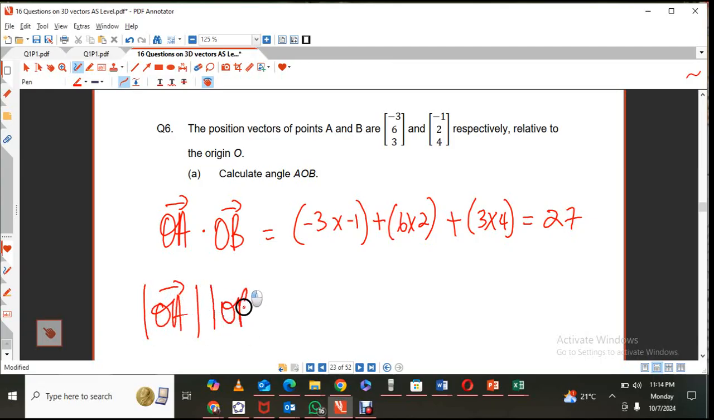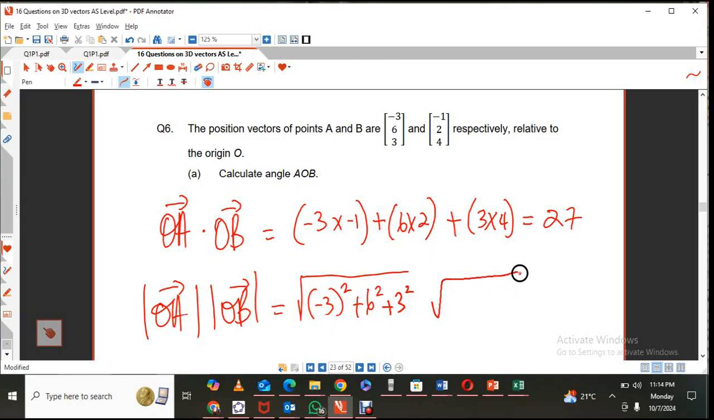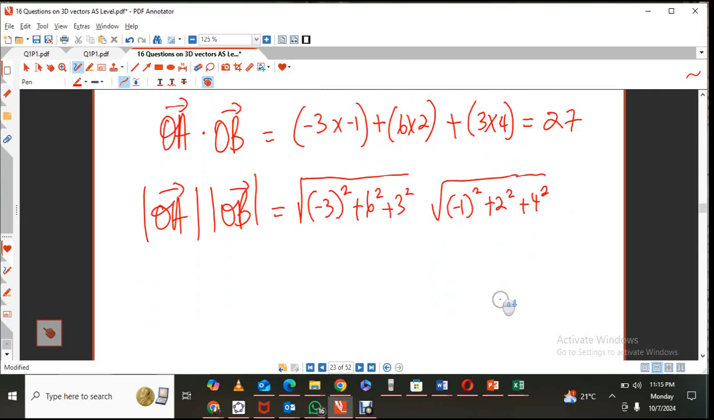And then you have to find the magnitude of OA times the magnitude of OB. Magnitude of OA is going to be negative 3 squared plus 6 squared plus 3 squared, multiplied by OB, which is negative 1 squared, 2 squared, 4 squared. So let's see what we get. You can use a calculator, of course. I've also shown you how to find the magnitude using a calculator, the special type of calculator.